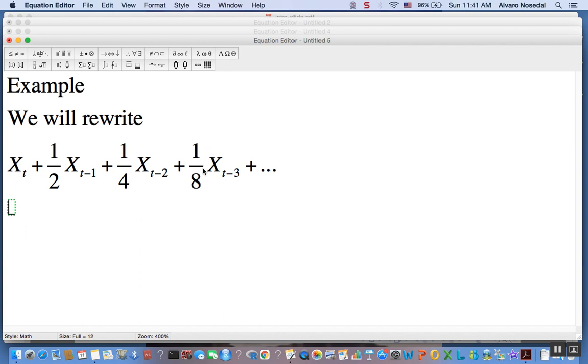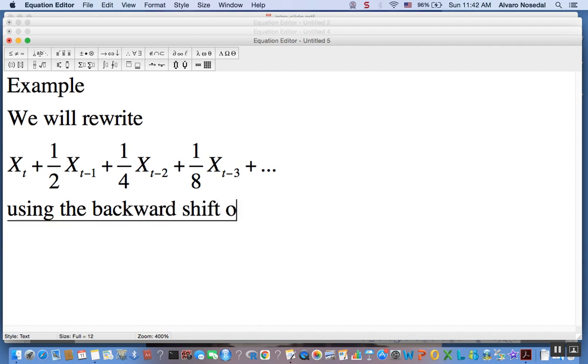As you can imagine, the next one is going to be this one. The first one is 1/2 to the power of 0, right? That's the first coefficient that you have here, that one. Then you have 1/2, then you have 1/2 squared, then you have 1/2 cubed, and so on. Okay, so we want to rewrite this process using the backward shift operator.